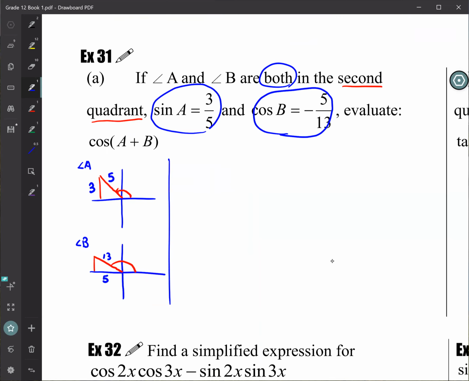And remember, no decimals, okay? We want to get exact values here. So if there's a square root, keep it in square root. If it's like root 5, you leave it in root 5.